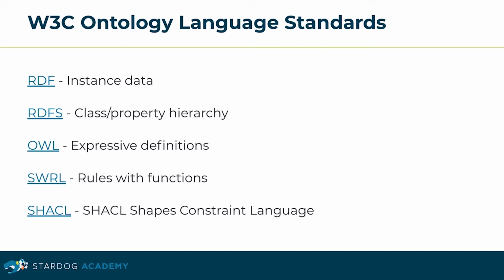So to summarize, the W3C ontology language standards that we use and Stardog supports are: the Resource Description Framework language, which is used to represent instance data; the RDFS schema, in order to represent class and property hierarchies; the OWL standard, the OWL representation language that has a little bit more expressivity in the definition of our constructs and concepts; SRL, which is a language for building rules and creating functions for these rules; and then SHACL, the Shapes Constraint Language used for defining validation rules.